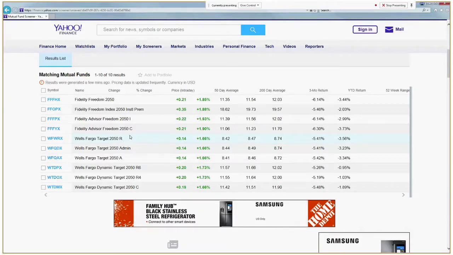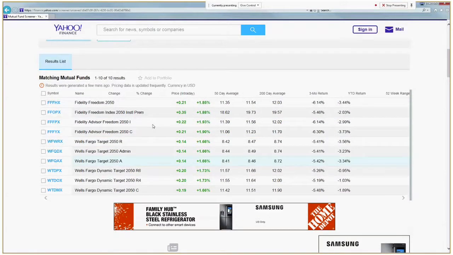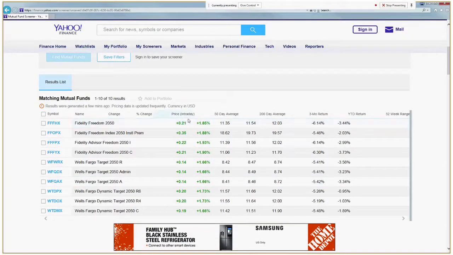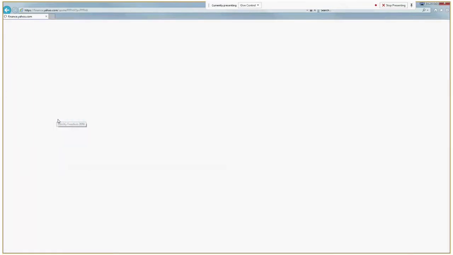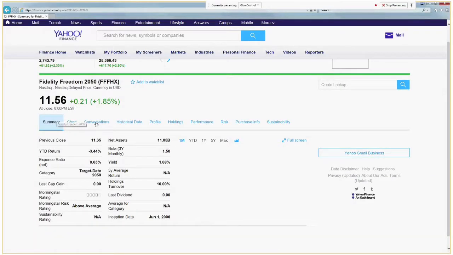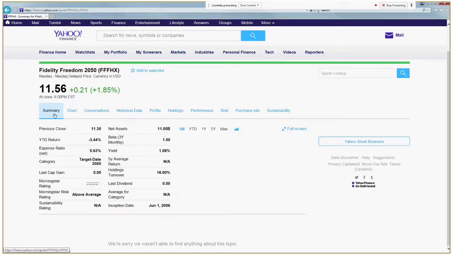And again, you'll notice with this, they have a little bit of a different breakout. The intraday price, 50-day average, 200-day, and so on and so forth. If we go through, you can click on one of these to find out more information. It'll bring you over to the Summary tab. So this is showing you how to use the screeners to find your mutual funds.